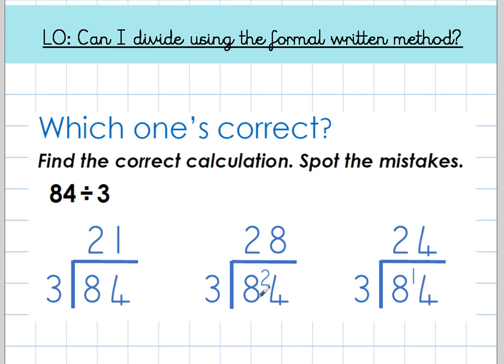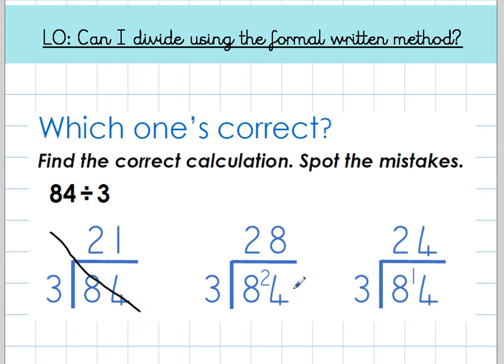If we look at all of them actually, we know that they're laid out correctly. We've got 84 underneath the bus stop and 3 to the left, so that's a good start. We then want to look at how many 3s there are in 8. We know there are 2 3s in 8, because 2 times 3 is 6, but there are 2 left over, because 6 plus 2 is 8. And they've not put the leftover here, so the first one has to be wrong.